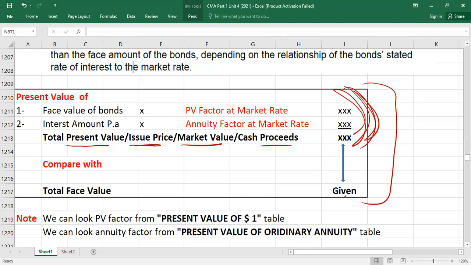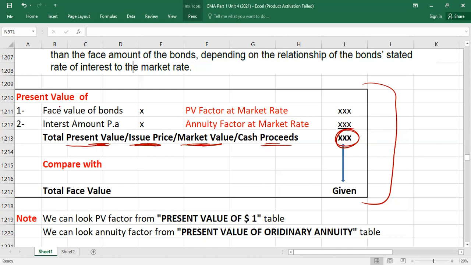Understood? Clear? First, you have to see what you have to calculate. If you are required to calculate present values, issue price, market value, or cash proceeds, this will be your answer. That's it. But if you are required to calculate the amount of premium or discount, then you have to do the whole format to get it. Understood? So here we go. First, we are going to calculate the present value.